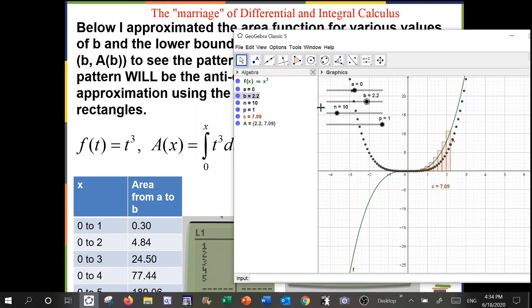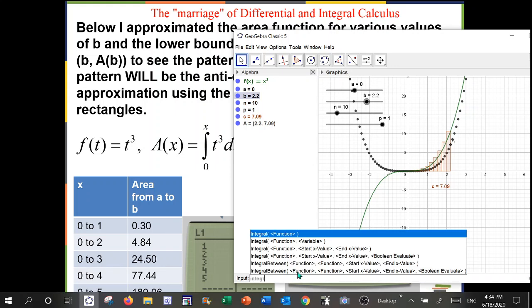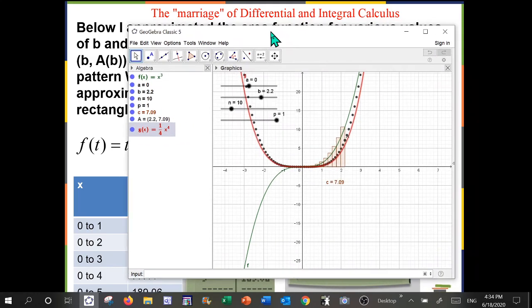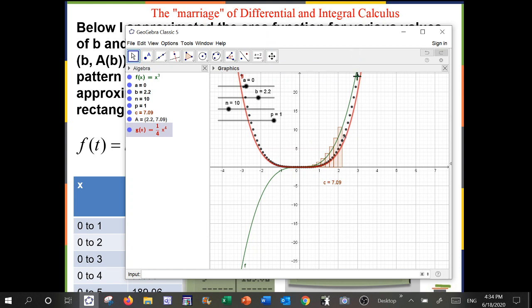What is the antiderivative of t to the third power? Well, I'm going to put it here. I'm going to put integral of my f, and GeoGebra automatically graphs it. See, that red one is actually the antiderivative function. Then I almost got it, right? You see, it's not exactly the antiderivative. Why? Because my approximations are not really precise, they're not accurate.